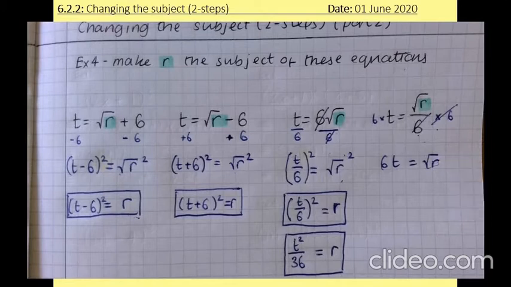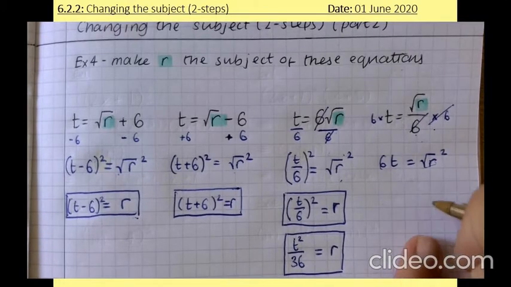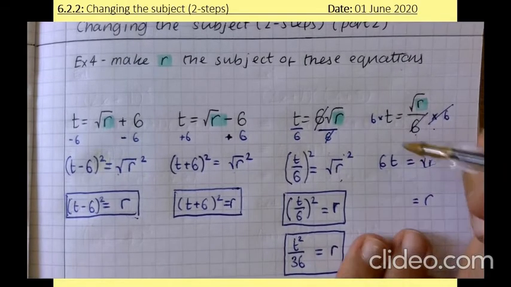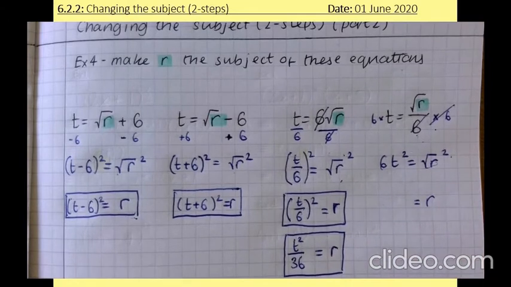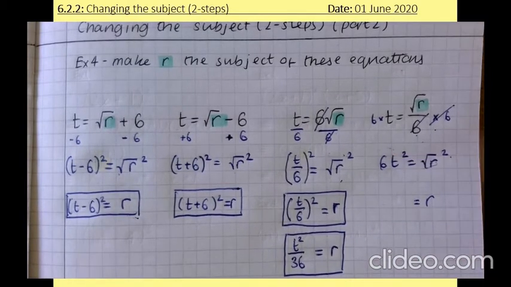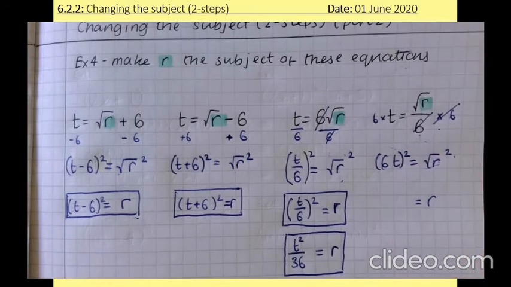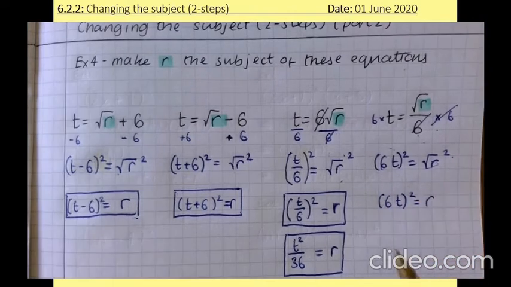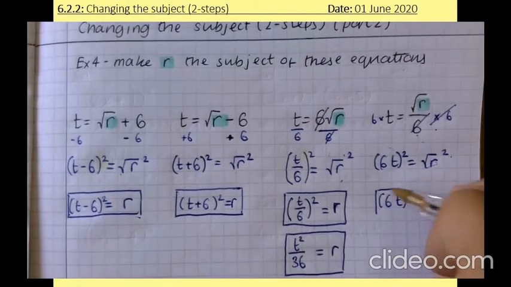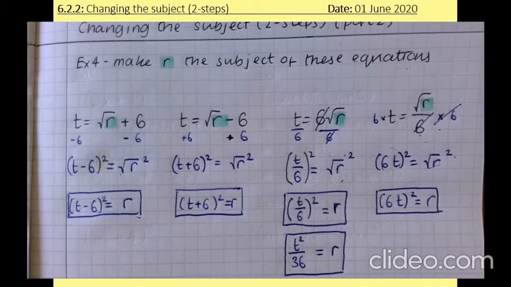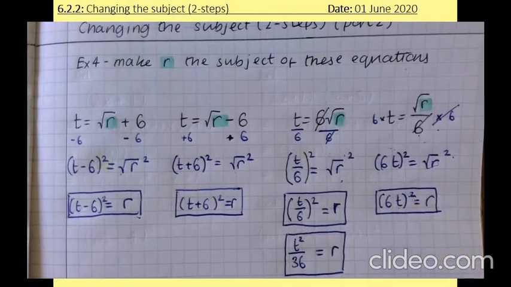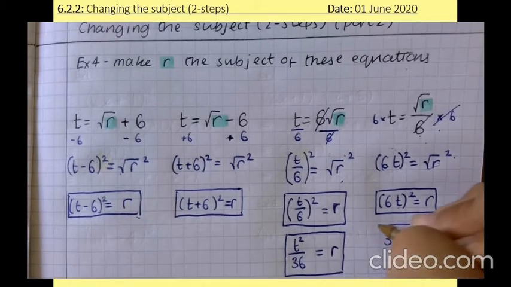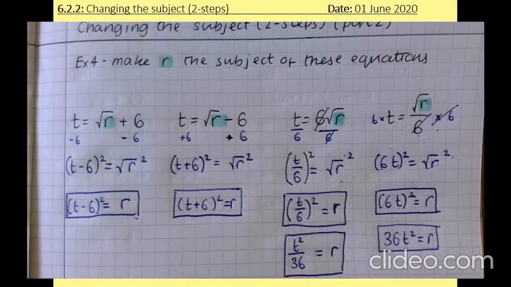I want r by itself, so I have to square the square root of r to get r by itself. And that means whatever I do to one side, I have to do to the other, so I have to square both sides. But remember, I want to square everything on this side. So I put brackets in to square everything on that side. So we end up with r equals all of 6t squared, or we can square the 6 and square the t and give ourselves 36t squared equals r as an alternative answer. But both of these are fine.